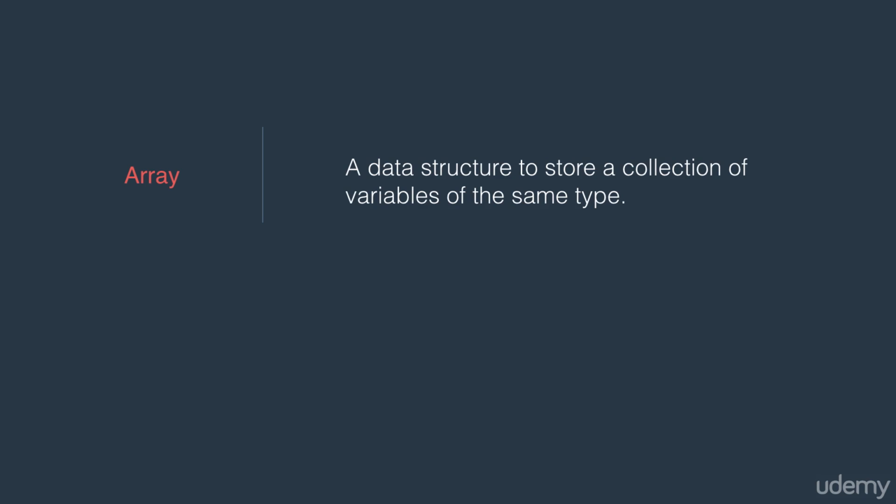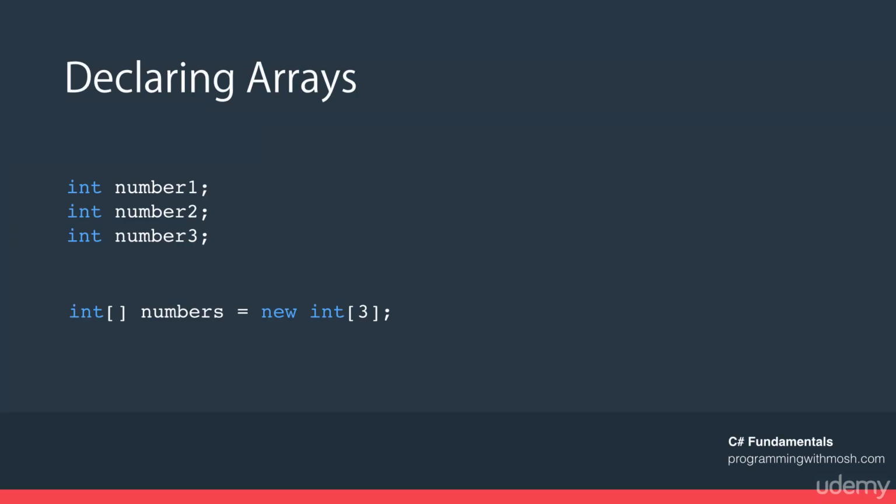So what is an array? An array is a data structure that we use to store a collection of variables of the same type. For example, imagine you would like to work with 3 numbers. So instead of declaring 3 integer variables like number 1, 2, 3, you can declare an array and call it numbers.